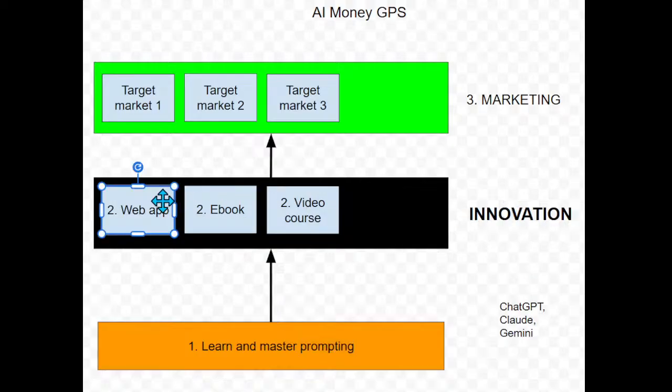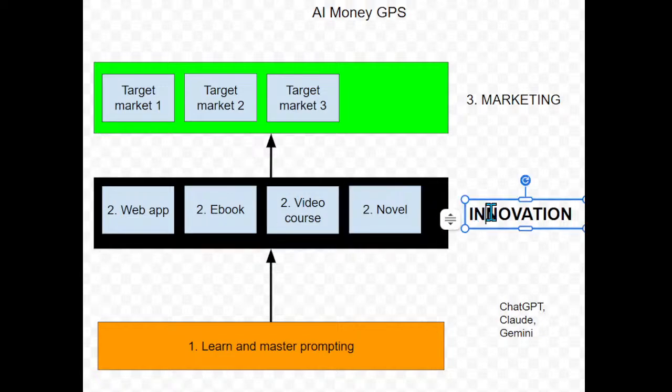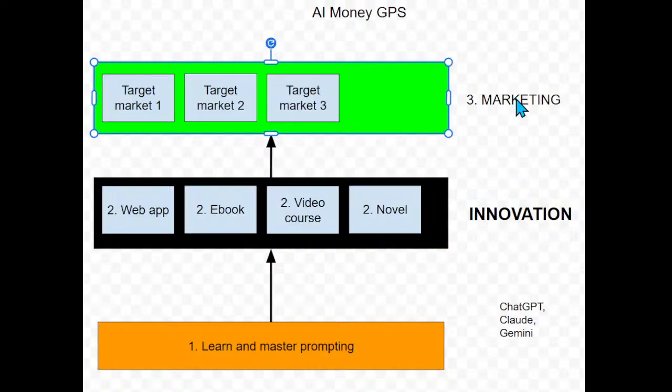Like, should you create an app? Should you write a book? Should you create a video course? Some people even decide to write a novel, which is fine, and then in PDF format or whatever. So there are so many products, but you have to create a digital product. That's non-negotiable. And after that, you can market that product.